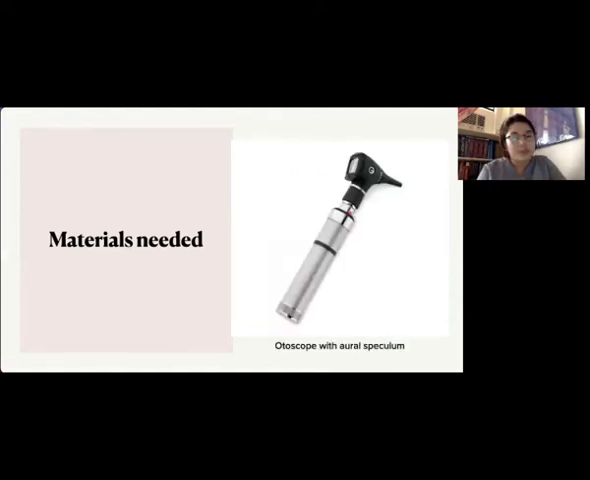Next, we have the otoscope. So an otoscope with an aural speculum. As a student, it doesn't matter what brand you use, as long as you hold it properly and you use an adequate size aural speculum. The maximum aural speculum that can fit inside the patient's ear canal is the right one to use.